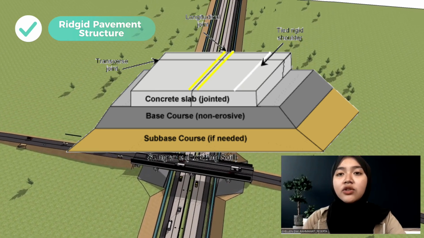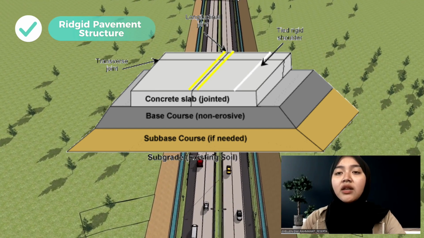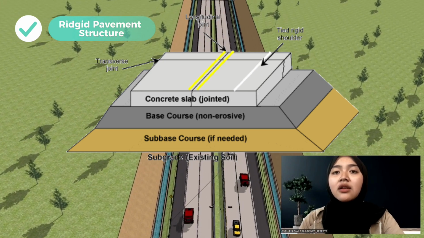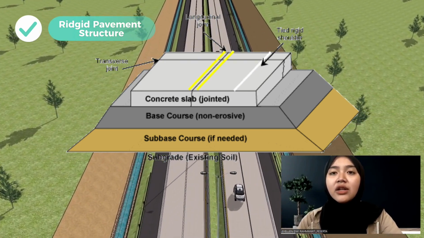Base course, an anti-erosion layer located below the concrete slab layer. Surface course, which, depending on existing soil condition, is optional. And the last, lowest layer is the subgrade, which is the original soil layer.